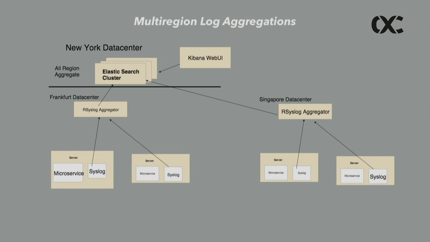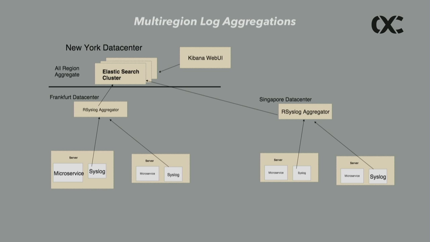I've talked to at least two or three people here who actually had so many logs that they couldn't get them into their Elasticsearch cluster in a reasonable fashion. So I thought I really wanted to talk about this. Basically, the architecture we've chosen is that every microservice on the local machine will write to syslog.